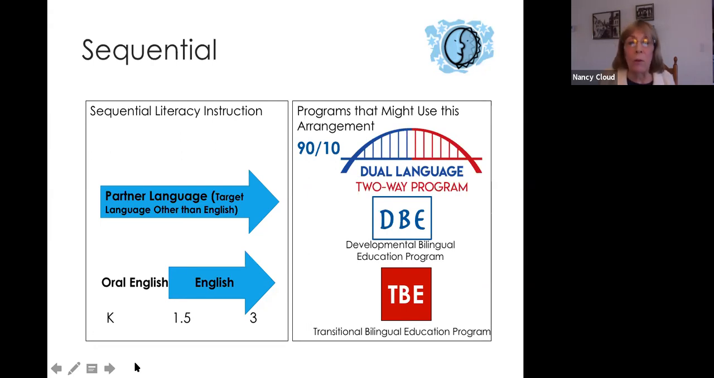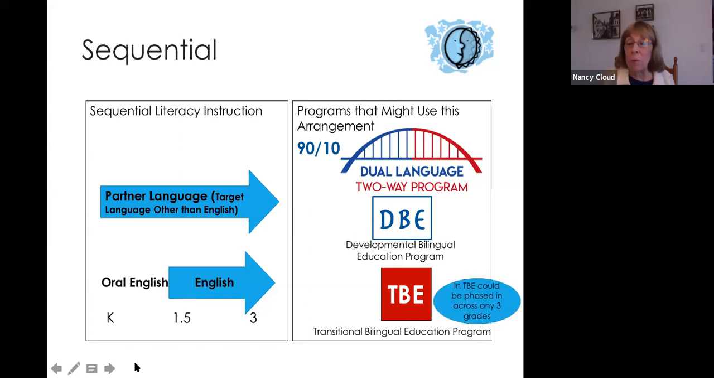But I'm hoping all of you are understanding in the sequential model, we start in one language while we're developing oral proficiency in English. And then after a time, then we start formal literacy instruction in English. And then they will have a lot to transfer from the home language over to English.